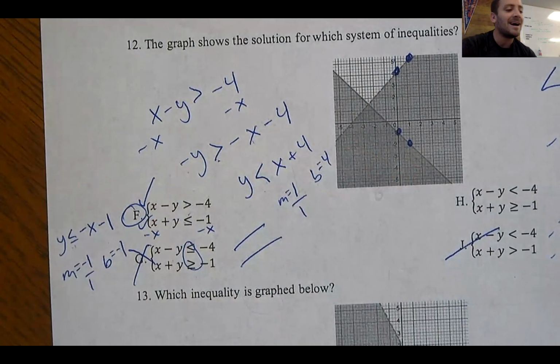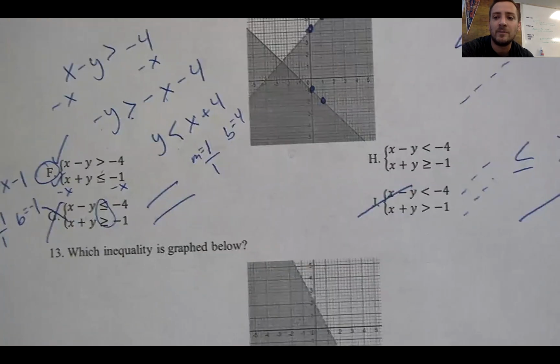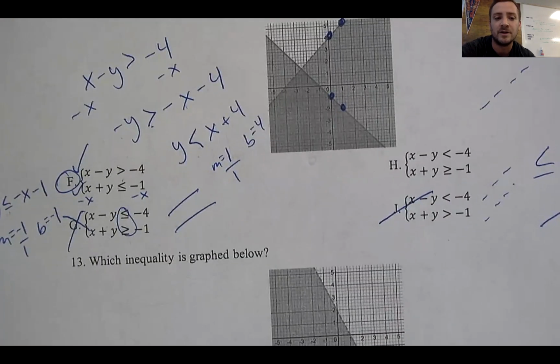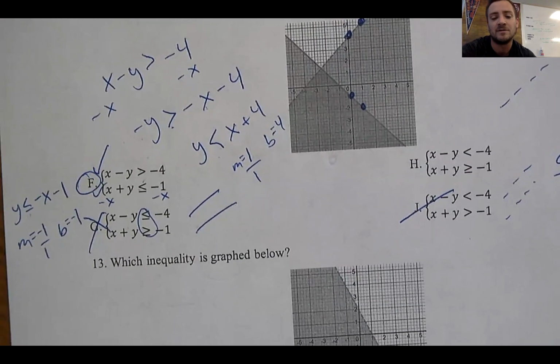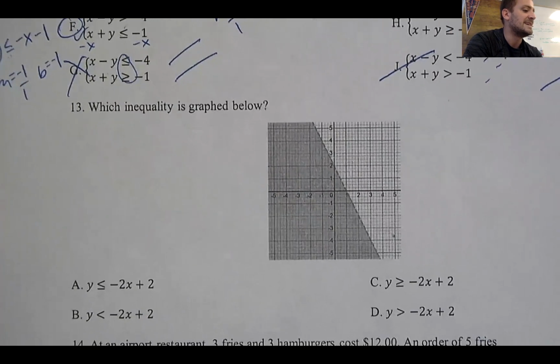So we got to 2 answers by using a little bit of prior knowledge, and then we used a little bit of math to see which of those was correct. Easy enough. All right, number 13.